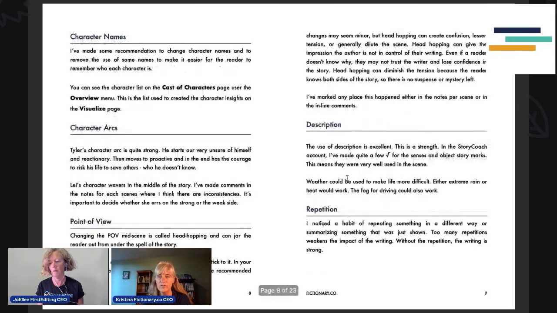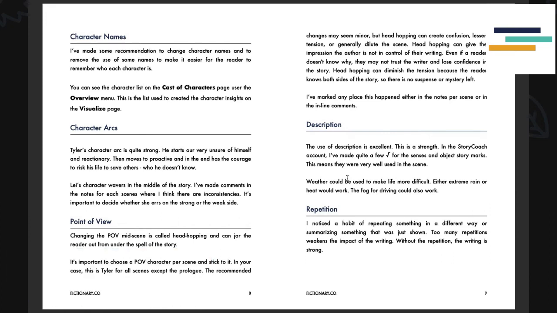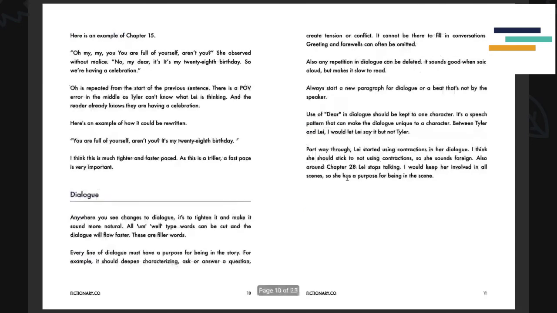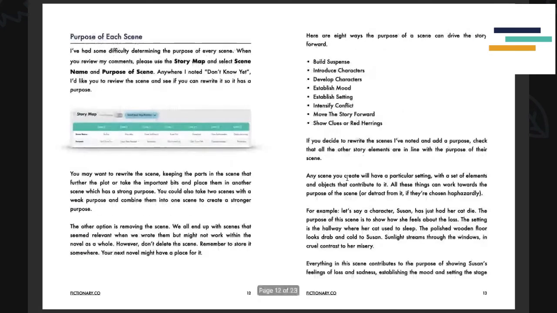Then there's just a description of how to use the story map. And this editor has gone on to talk about the cast of characters, the character arcs, the point of view. And on the point of view, there's some head hopping in this story, and so the editor pointed that out. And then the story map will show which scenes have it. Right. They also talk a little bit about description, repetition, dialogue.